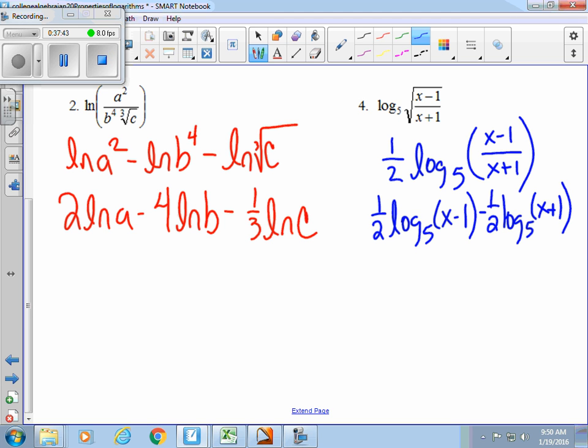Can I break up the x minus 1 or the x plus 1? Is there a property for that? No. Don't make one up. Don't make up rules. Does everyone know what I mean by that? Not a property where you're adding inside the logarithm. A property where you're adding two logarithms. But not one where you're adding inside.